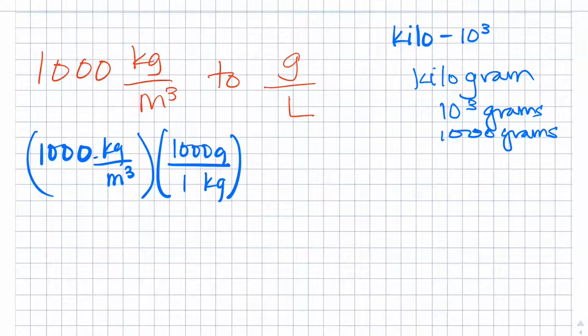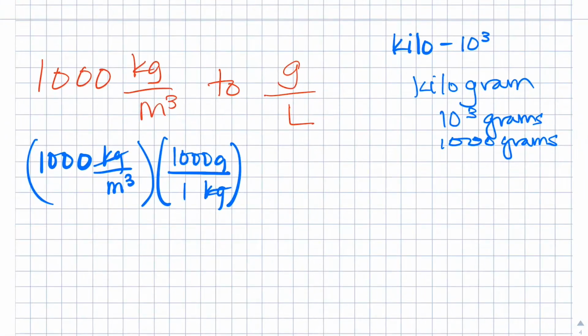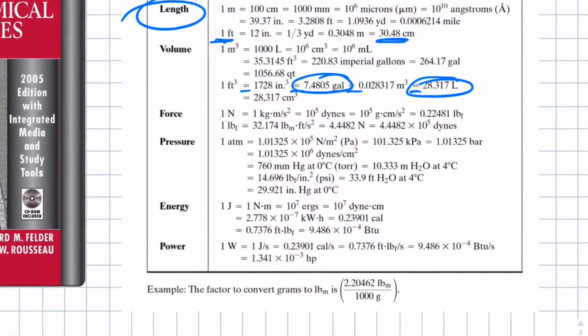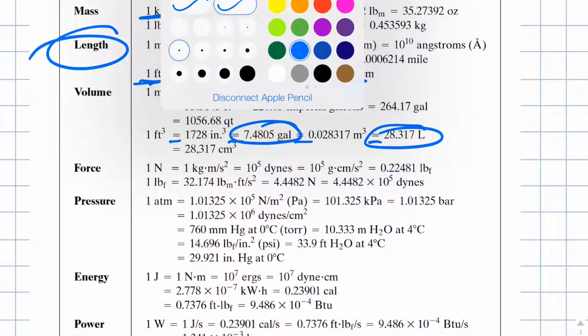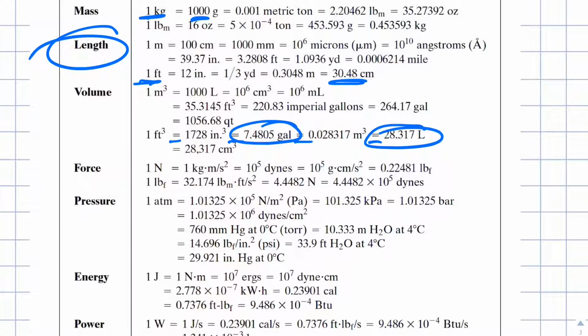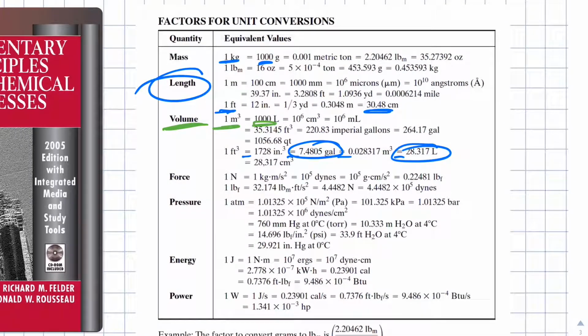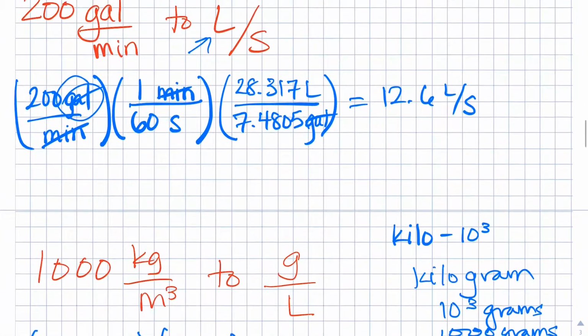So now let's convert this. We got our kilograms out of the way, so now let's convert our meters cubed to liters. I think we're going to need a conversion table for this one. You can see that under the volume section, we have 1 meter cubed is equal to 1,000 liters. That's something you may just want to memorize. It's very, very common.